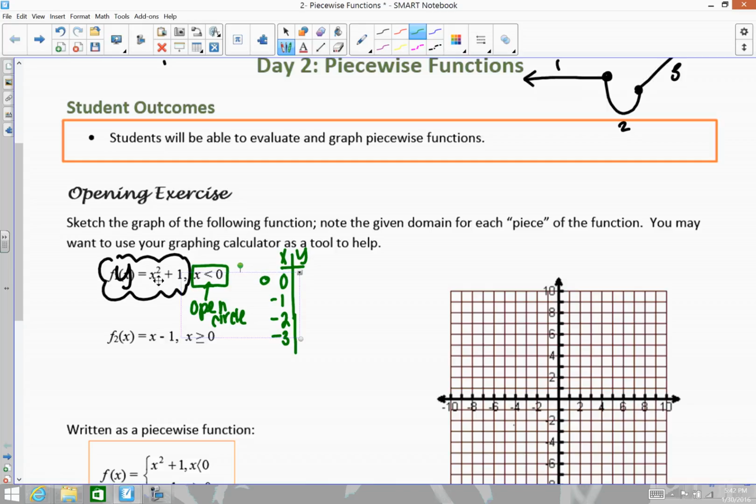You can plug this into the graphing portion of the calculator, go to Control-T to get to the table, and fill in some points, or just simply plug in 0 for x. So 0 squared plus 1 gives me 1. Then we can plug in -1: -1 squared becomes 1, plus 1 gives me 2. -2 squared becomes 4, plus 1 gives me 5. -3 squared gives me 9, plus 1 gives me 10.